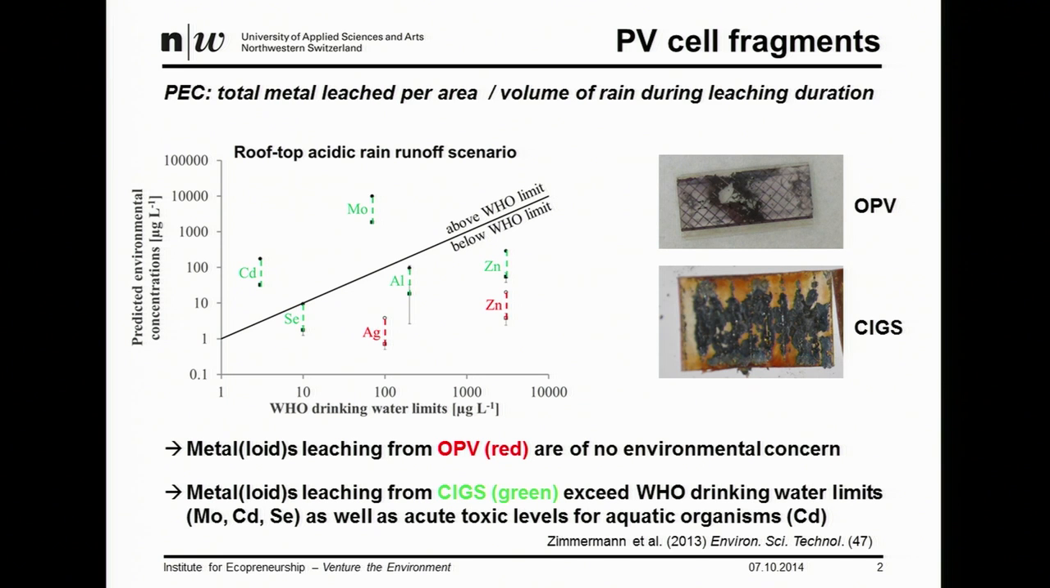One result was that from OPV, some silver and zinc was leaching, but in environmental concentrations at least one order of magnitude below World Health Organization drinking water limits. So you can even drink that water if you want. And these concentrations were also clearly below toxic levels for aquatic organisms, which is a good result. On the other hand, from CIGS cells, molybdenum, cadmium, and selenium were leaching, and we would expect concentrations in the environment above the WHO drinking water limits. In the case of cadmium, the concentrations were even above toxic levels for certain aquatic model organisms. So CIGS cells might indeed be, in this worst case scenario, a danger to the environment.